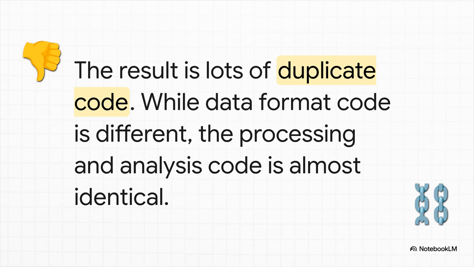And what's the result of all this? A total maintenance nightmare. The code for analyzing the data, the part that's supposed to be identical, is now duplicated across 3 different classes. So if you find a bug or you need to tweak the analysis logic, you have to remember to go and change it in 3 separate places. That is just asking for trouble. It's inefficient, and it's a recipe for bugs.